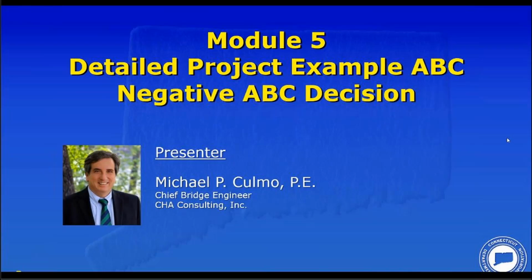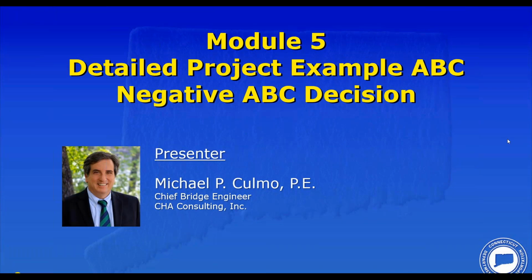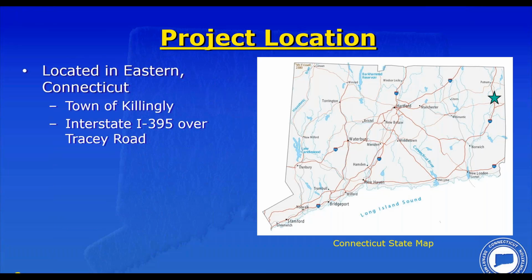We'll move on to the next example. As we said before, people routinely tell us at the ABC UTC they want to see detailed project examples for ABC, and here's another one. So we'll go through a decision process for another project in Connecticut. This is an actual project that was actually built. It was designed by our firm, so I know a little bit more about this than I do about the final design of the other bridge, but we'll go through this example.